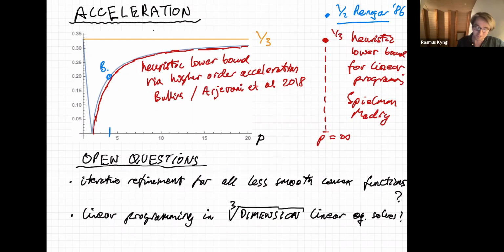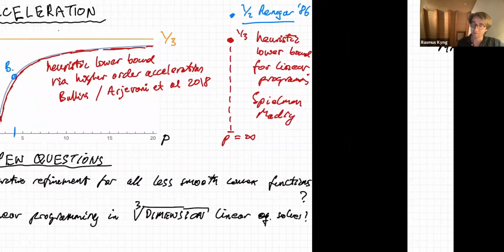And the other really big question is, is linear programming doable in cube root dimension number of linear equation solves? That's what I think when I look at these curves and these lower bounds, but it's not clear that it is.